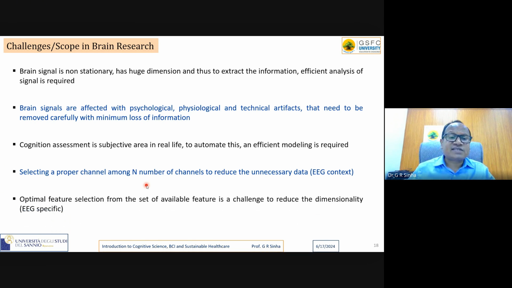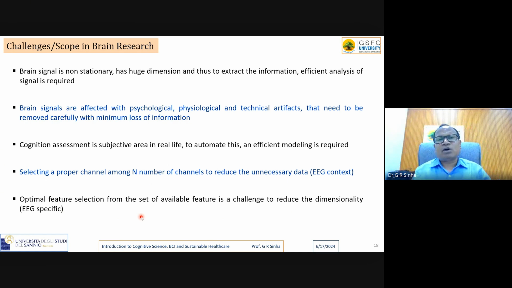So, optimal feature selection. As I mentioned, there is a huge number of features. When you capture the raw data, you extract the features, and then you decide which feature is more appropriate. So optimal feature selection from the set of features is a challenge, in order to reduce the dimensionality. This is related more to EEG applications. So these are some challenges in brain research.